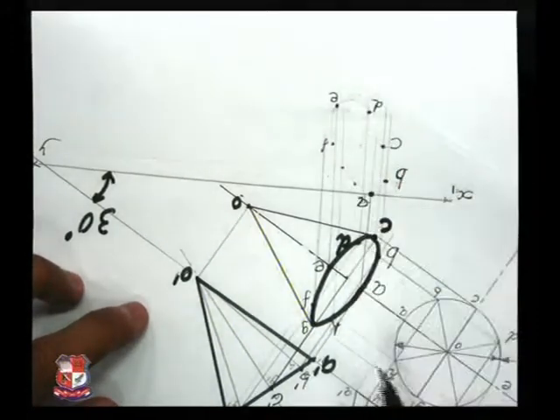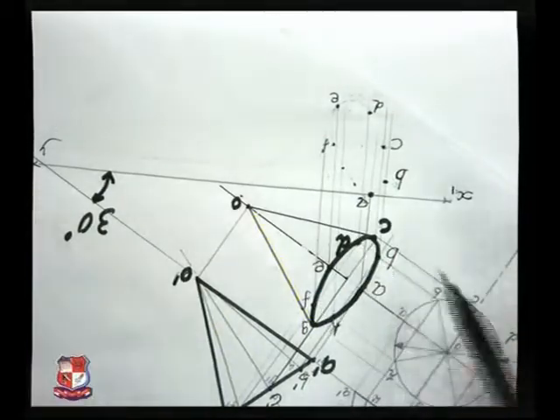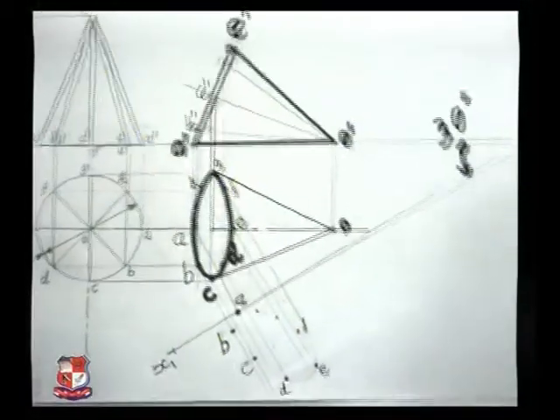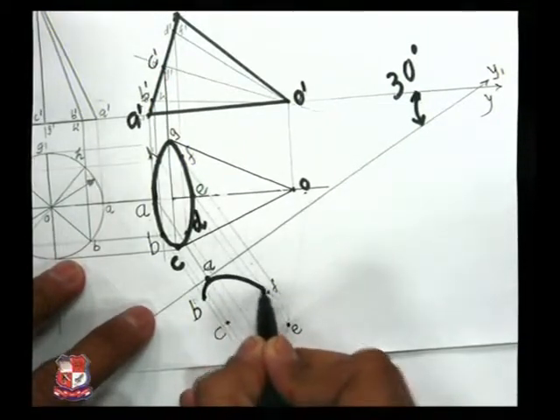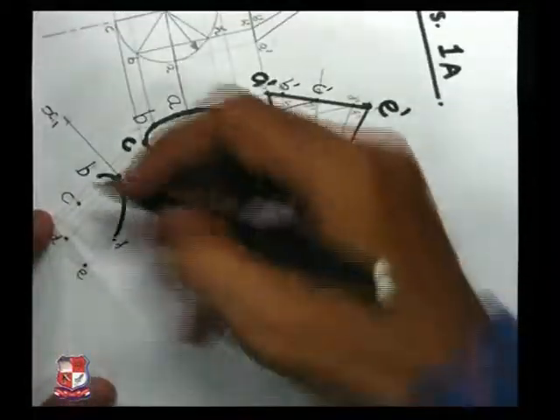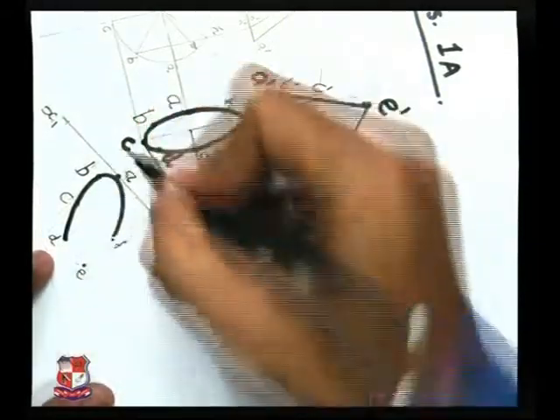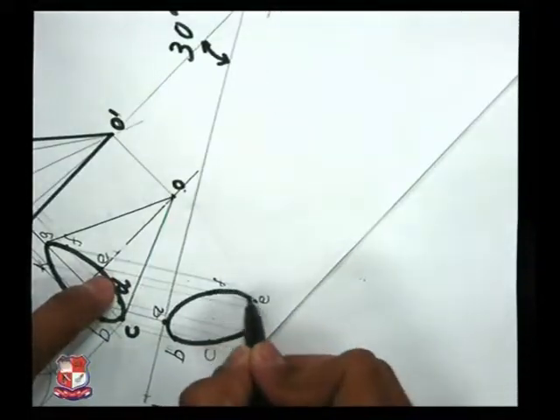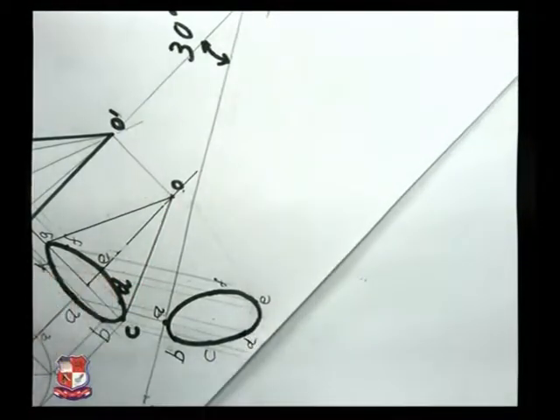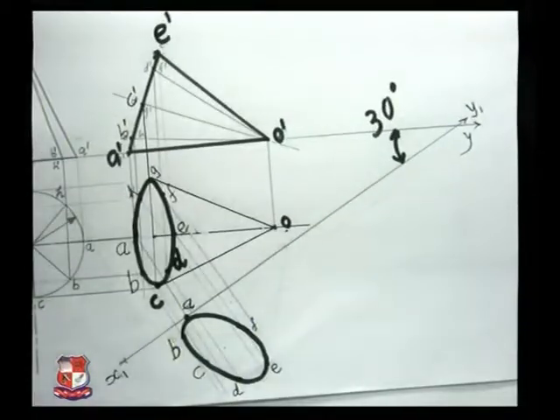If we see here, from here, this face would be visible. Hence, join all these points with a smooth curve like this, and all this smooth curve would be fully visible. It would appear like this. So this is the base of the cone.